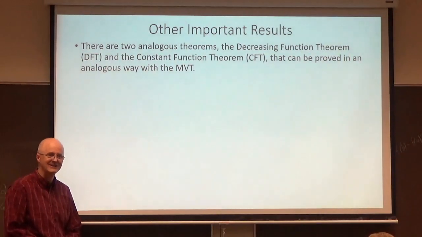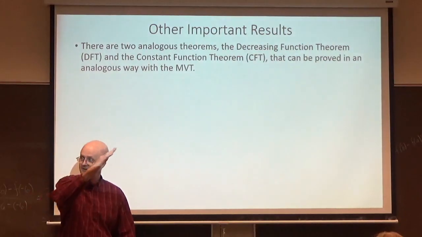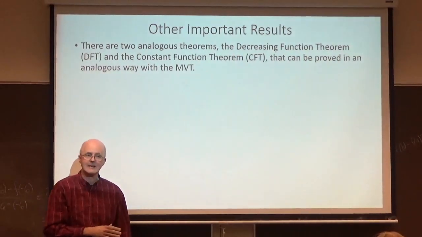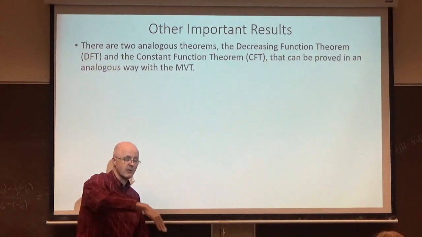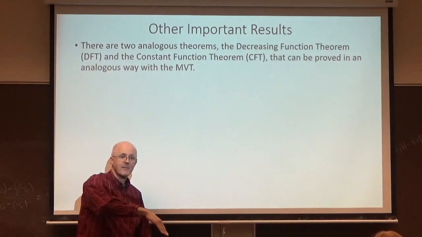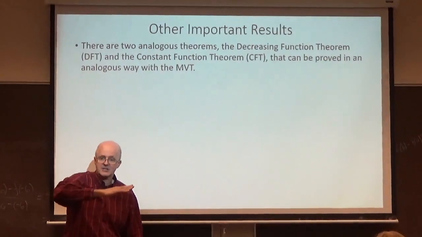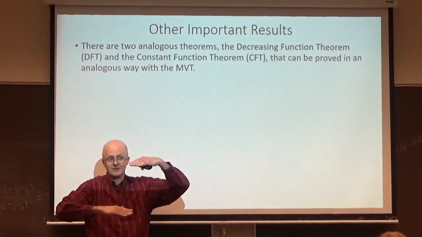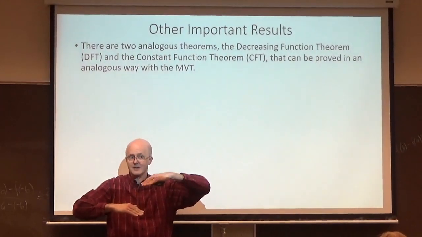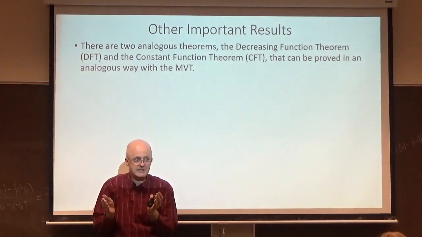So the abbreviations. IFT means increasing function theorem. If the derivative is always positive, the function is always going up. DFT is decreasing function theorem. If the derivative is always negative, the function is always going down. And CFT is the constant function theorem. If the derivative is always 0, the function is constant. And that does exclude the greatest integer function as well, because we're only talking about intervals on which the function is continuous.